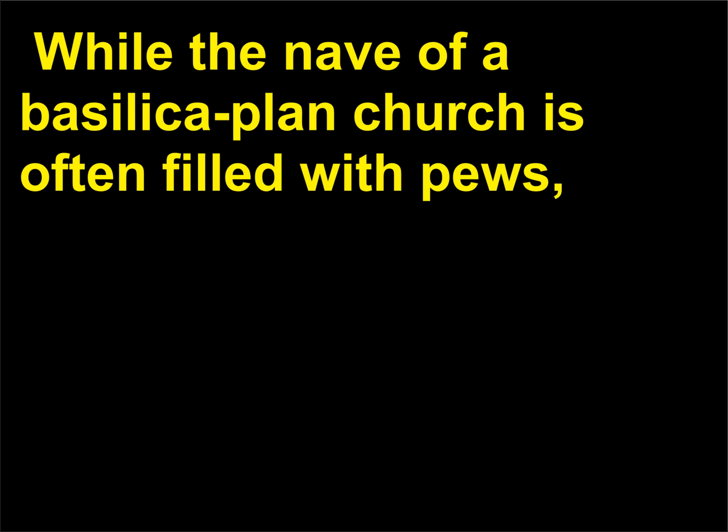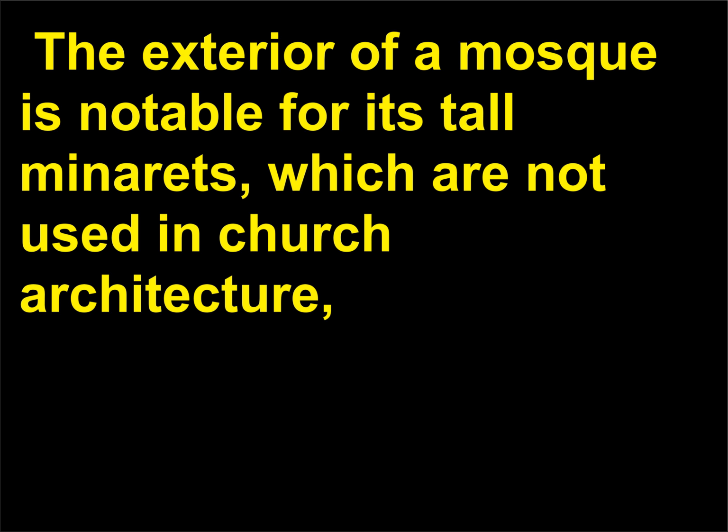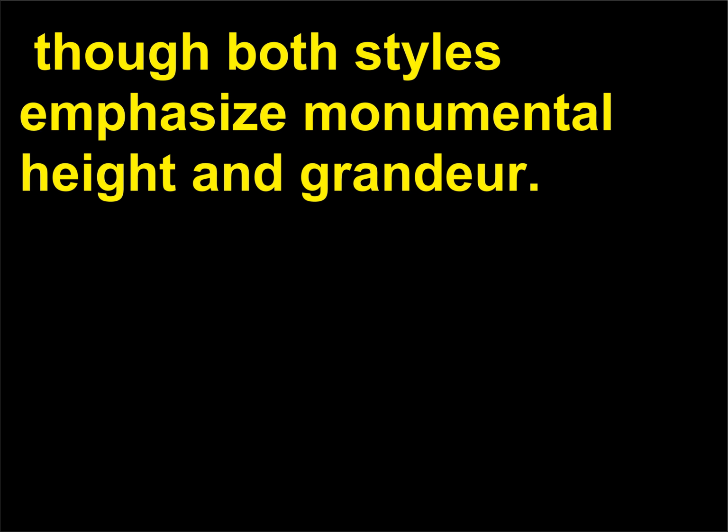While the nave of a basilica plan church is often filled with pews, mosques have open floor plans, which allows Muslims to kneel and pray using prayer rugs. The exterior of a mosque is notable for its tall minarets, which are not used in church architecture. Though both styles emphasize monumental height and grandeur.